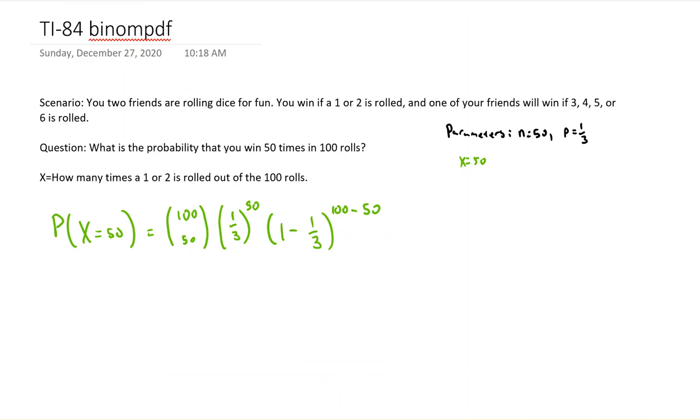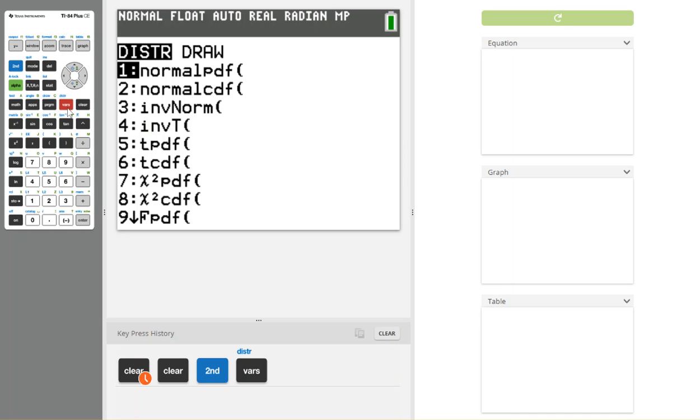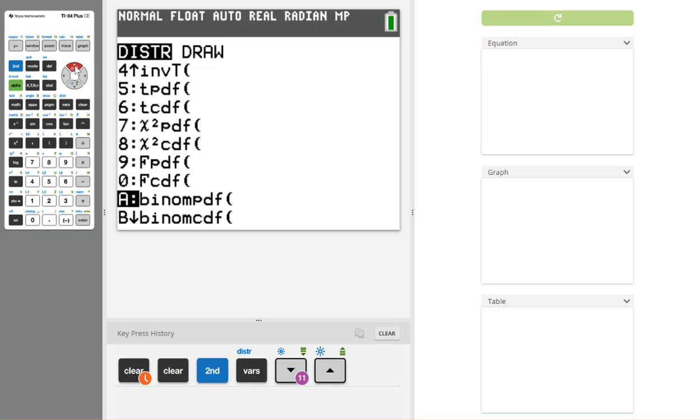So what I want to do is show you how we can do this on the TI-84. So I'm going to pull up my TI-84 emulator here. And this is the binomial PDF function, a point distribution function. We're trying to find the binomial probability at the exact value of 50 here. So we need to go to distributions, this little blue button above our variables key. So we'll hit second, then variables. Then we are going to scroll down until we get to our binomial PDF function.